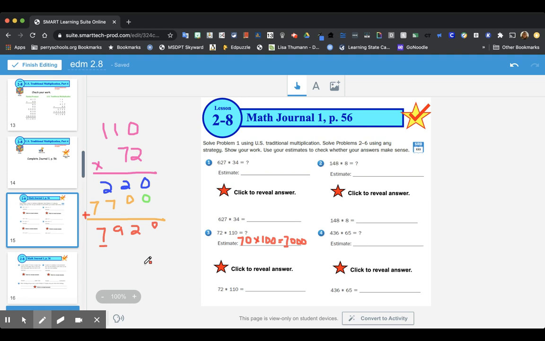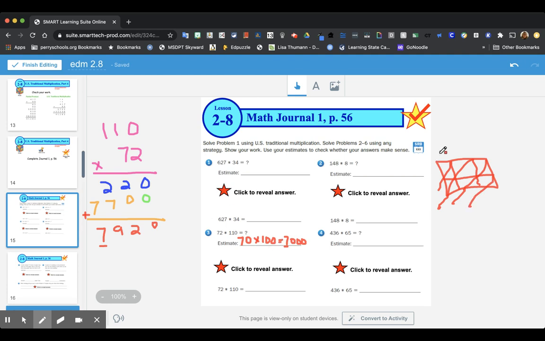Now I could take 110 times 72 and do it as lattice as well to check my work. Because remember, I want to get in the habit of checking my work often just to make sure I'm correct. So I'm drawing a 3 by 2 lattice box. Could I do partial products to check? Definitely. I'm just showing you a different way. Sorry, these lines are so squiggly.